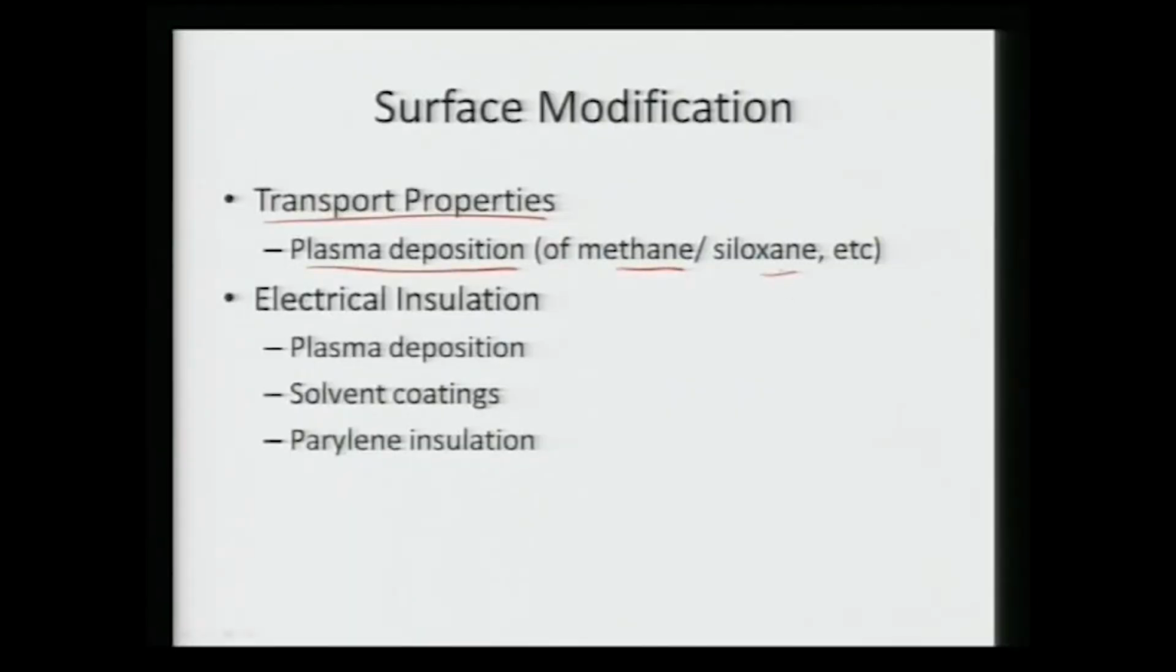In some cases we want to have electrical insulation, such as in the pumping heart region. In that case, when the leads are just coming out, we want to have them insulated so that they do not short circuit. So, we can do plasma deposition. We can also apply solvent coatings, or we can apply parylene insulation in those regimes.